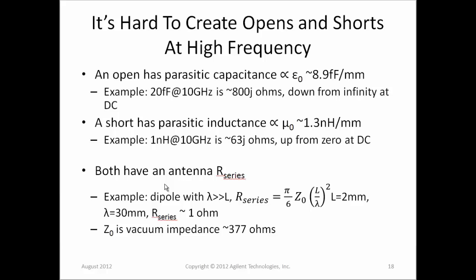The other issue with real-world ports is they have an antenna effect, or a series antenna. A dipole with its wavelength much bigger than the length of the antenna has an antenna series resistance, and for 30 millimeters that's about an ohm, where Z0 is the vacuum impedance. 377 ohms is a fundamental quantity of free space. So we're looking for a way that avoids opens and shorts if possible, because they are hard to create at high frequency and they introduce a measurement inaccuracy.